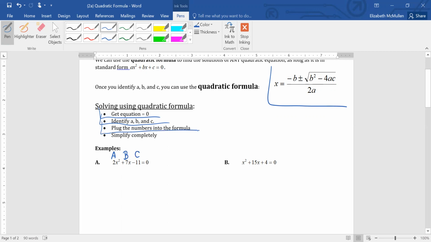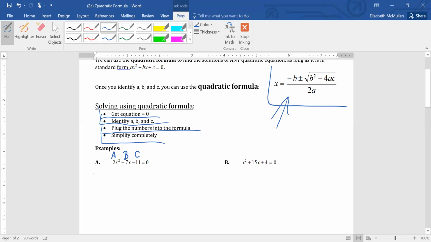Step 3, plug the numbers into the formula. This is why we had to identify them, right? Because you notice up here, I've got A's, I've got B's, I've got C's. We had to know what they were so we could plug them in. And last step, simplify completely. All right, so let's just practice here.